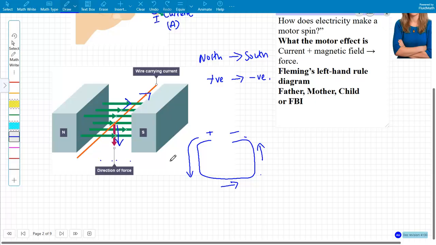If the current was reversed, so if it was coming towards us, then if you turn your hand back upright, you'll see that your thumb's pointing upwards, so that would change the direction of the force. One of the questions that I've seen quite a lot is, what happens if you reverse the polarity of the magnet, or you reverse the polarity of the current? And you can see that it just changes the direction of the force. Okay, so have a little play around with your hand like that, and then just remember father, mother, child, or FBI, whichever you prefer.